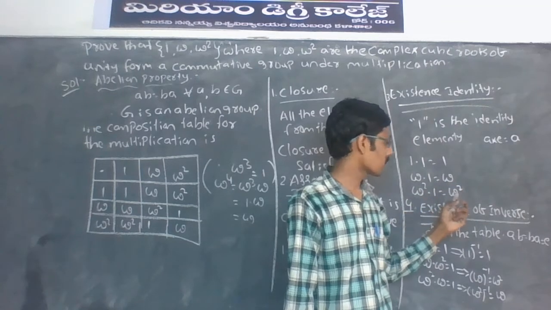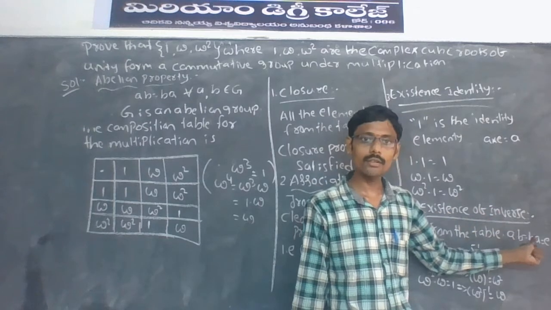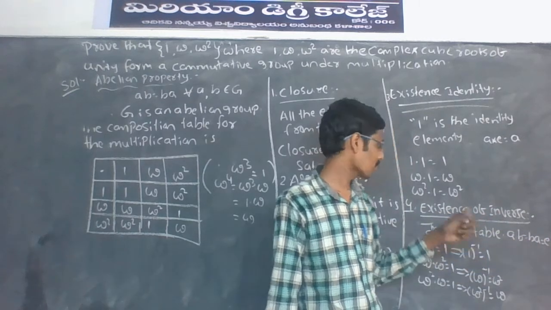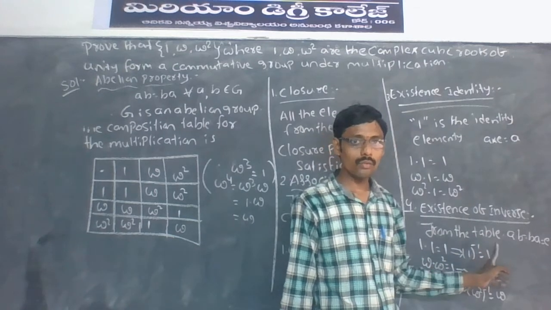Omega square into 1 is equal to omega square. So existence of inverse: A into B is equal to B into A is equal to E, so A inverse is equal to B. From the table, 1 into 1 is equal to 1, so 1 inverse is equal to 1.